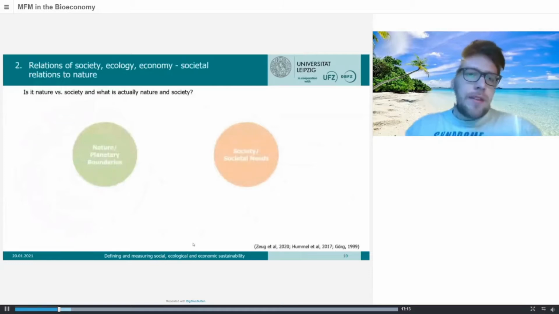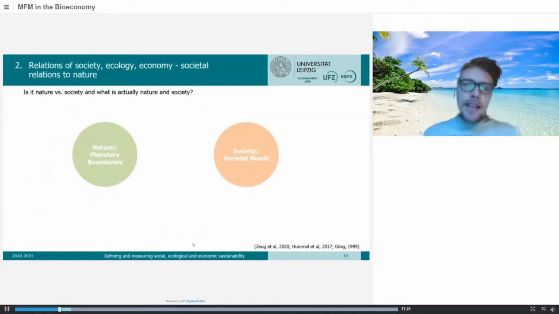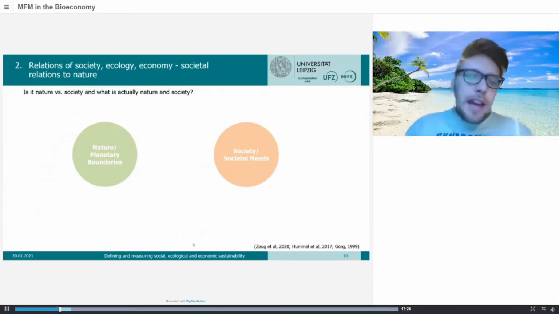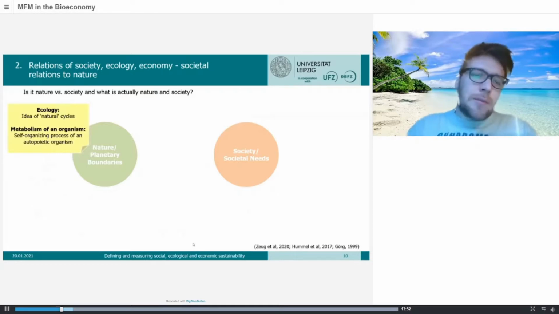So to understand those relations between society, ecology, and economy, we really have to take a step back, and we have to reconsider, or actually for most people to think for the first time, about what actually nature and society are. And is there something like nature versus society? Just imagine we have those two spheres: nature, represented by planetary boundaries, and society, represented by its social needs. Then some terms come up.